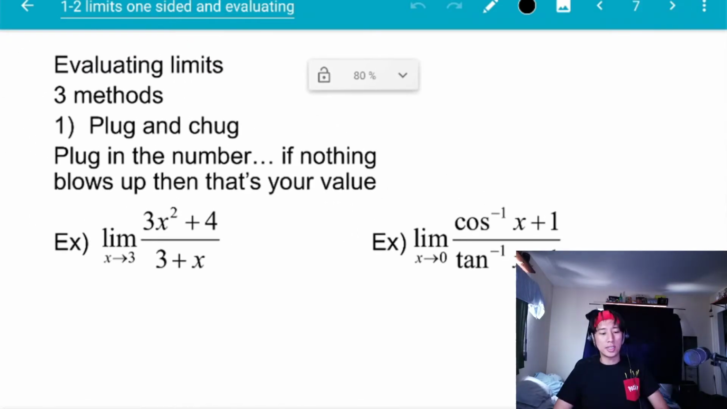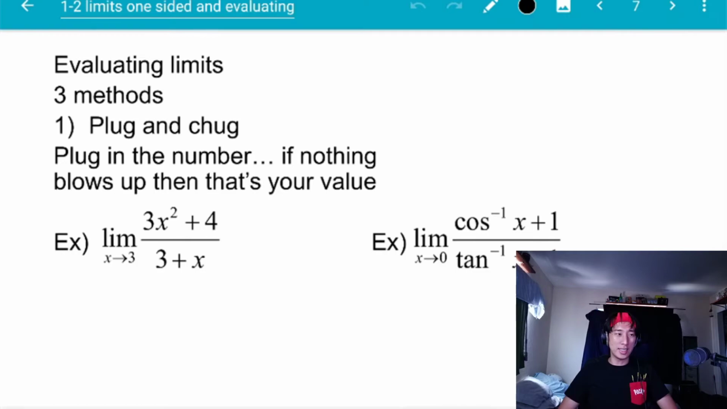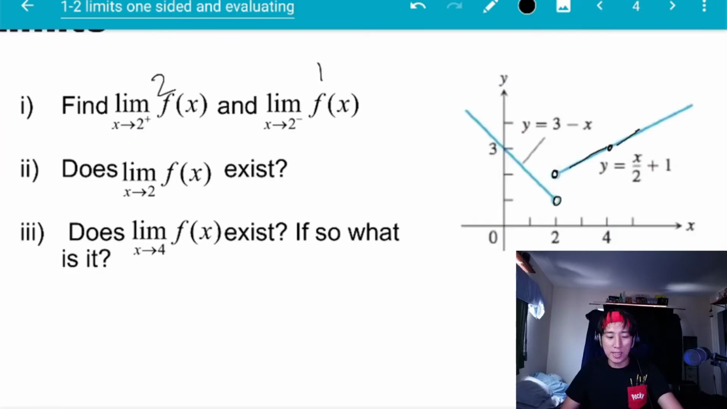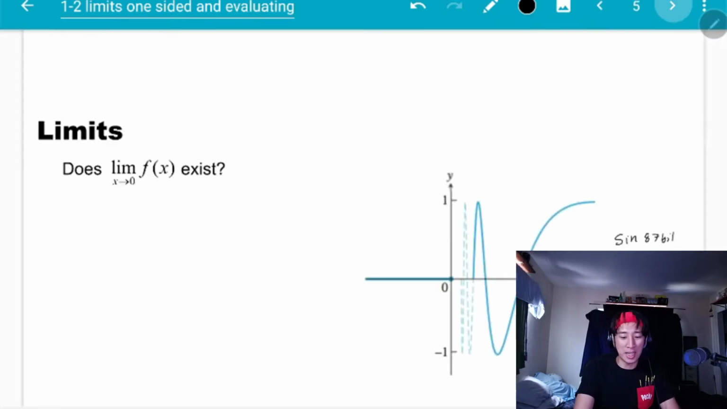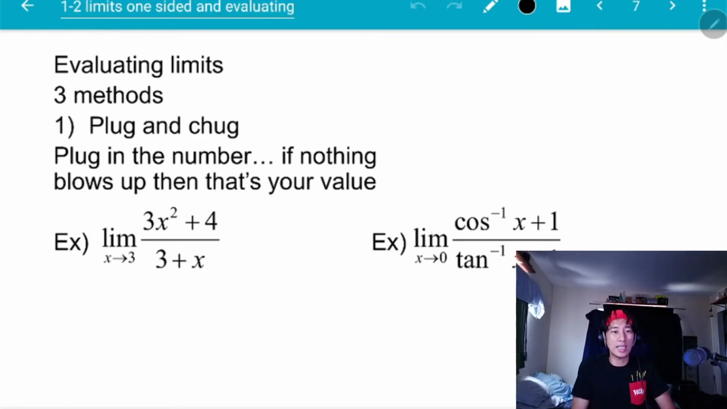So number 1 is plug and chug. This is super, super easy. It's just plug in your number, and if nothing blows up, then that's your value. It's kind of like the whole, hey, if it looks like it's working, then it works. That's basically what we did over here. We said, hey, I can just plug this in and figure out what that number is going to be. We're using the exact same concept here.